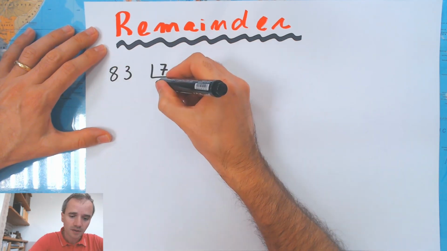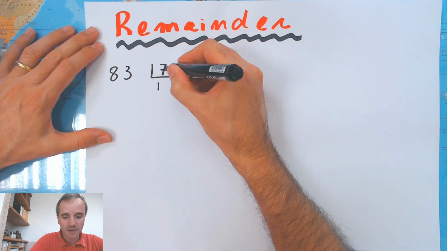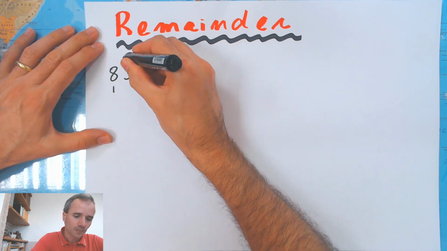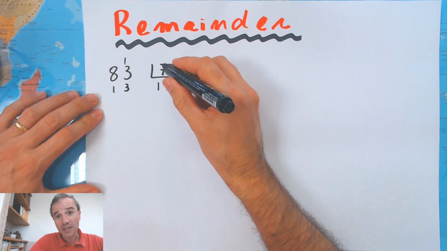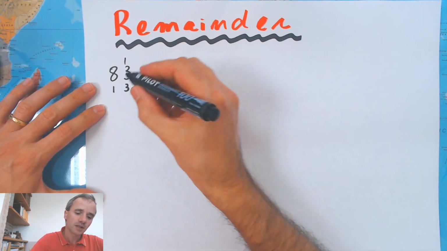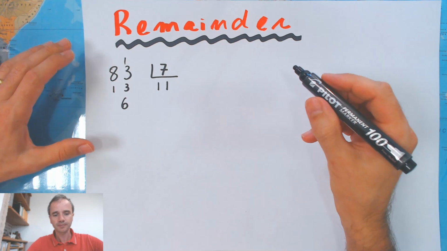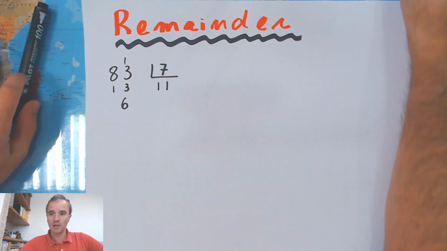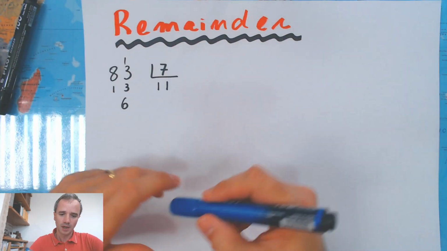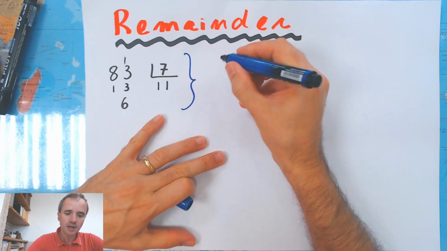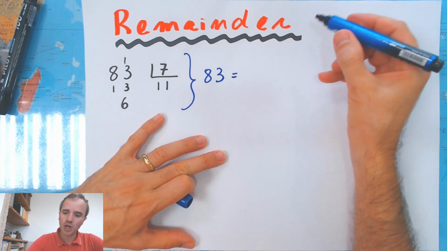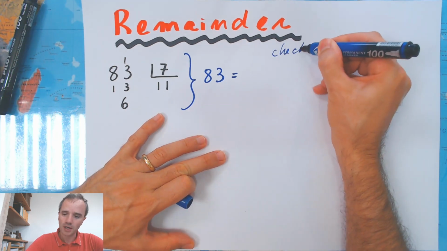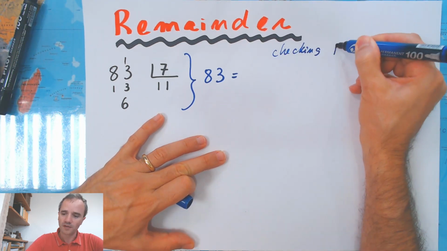8 by 7, 1. 1 times 7 is 7, 8 minus 7 is 1. 3 goes down. 13 by 7, again 1. 1 times 7 is 7, 13 minus 7 is 6. Good. Now let's check if this is true. This is the checking phase.